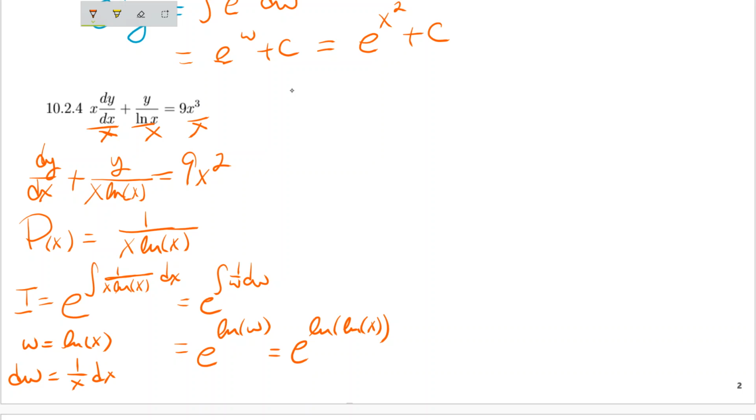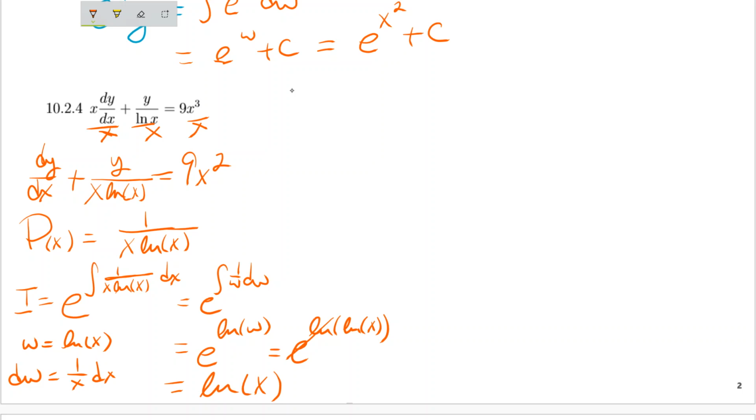I was really hoping this came out nicer than it did. Oh, but wait, e to the natural log. Those two undo each other, so you're just going to get natural log of x. That's kind of trippy. I like it. I almost was like, this is going to be bad.